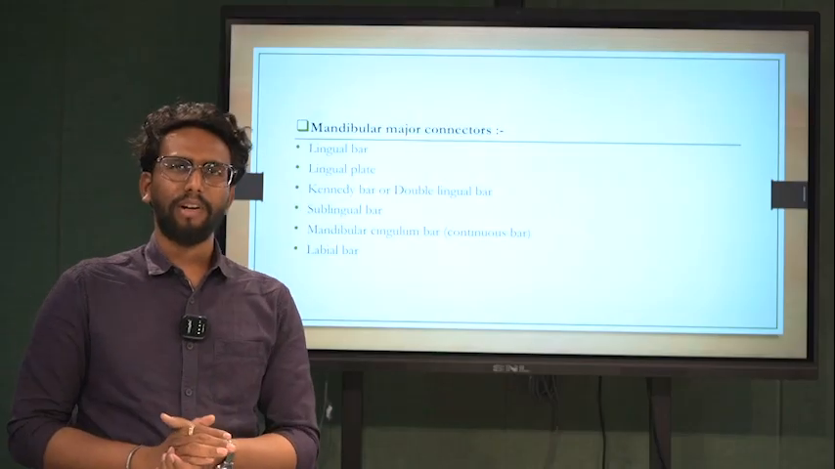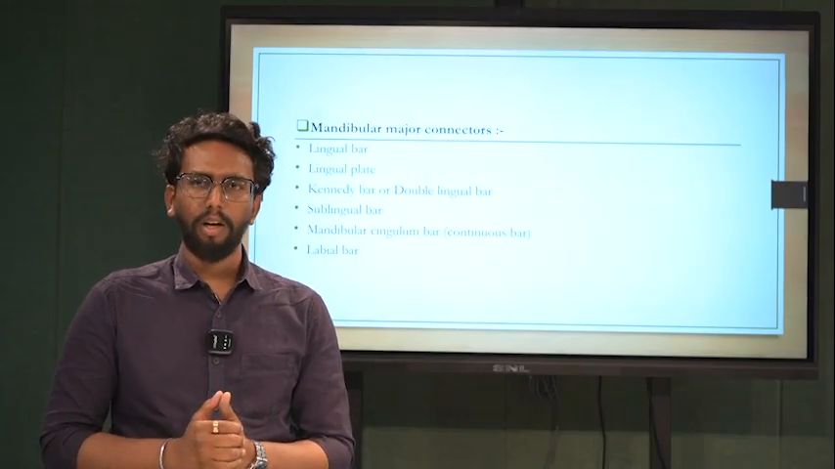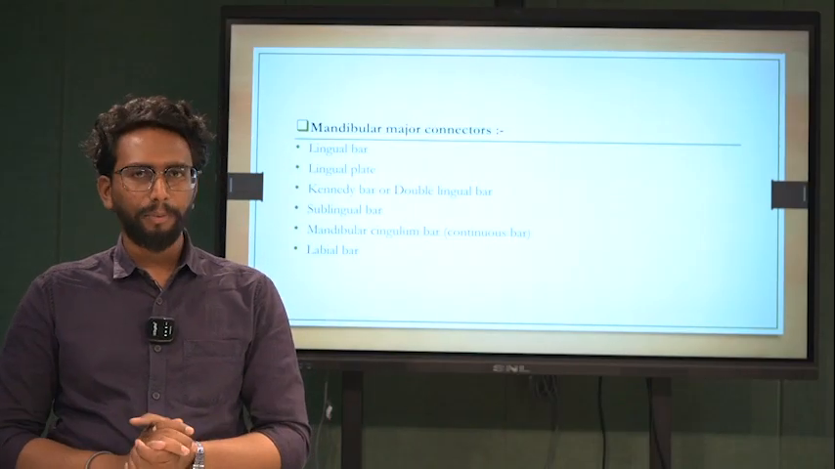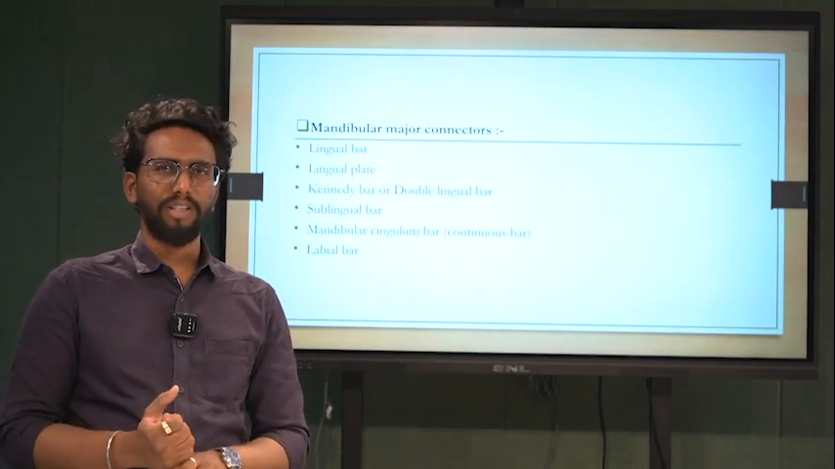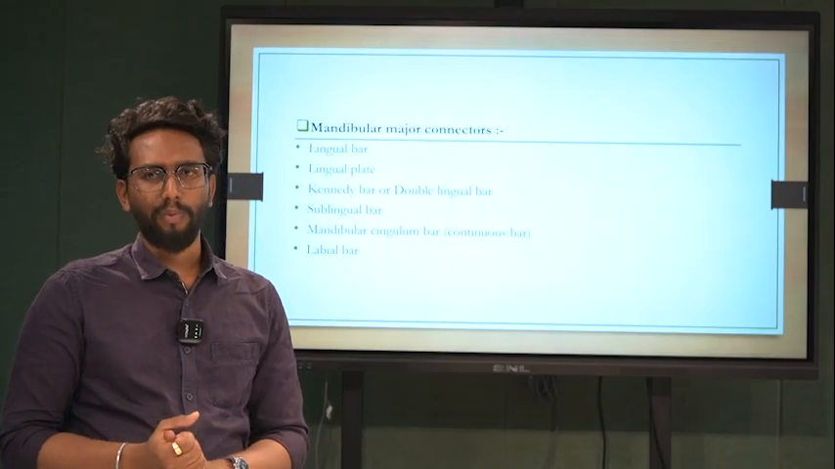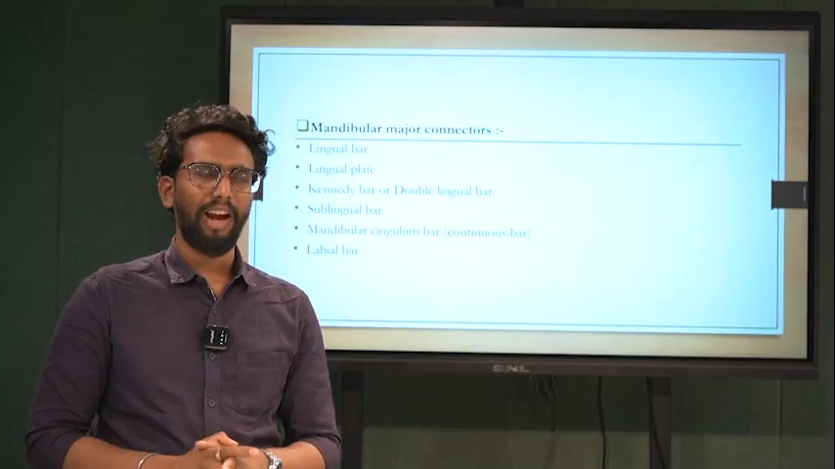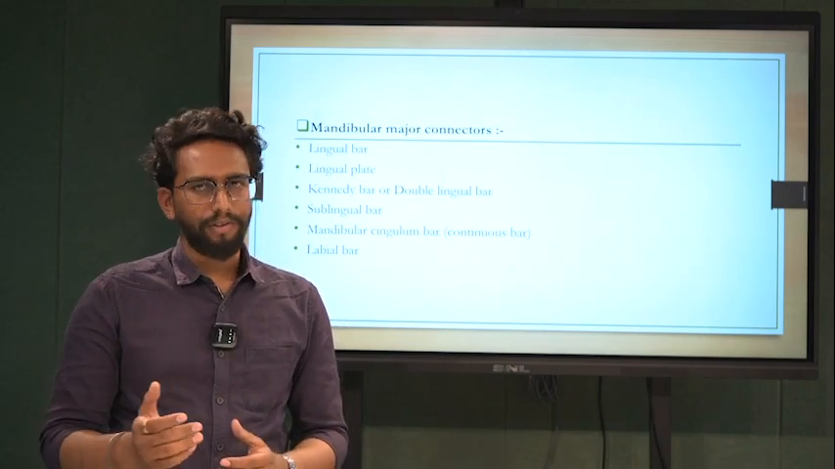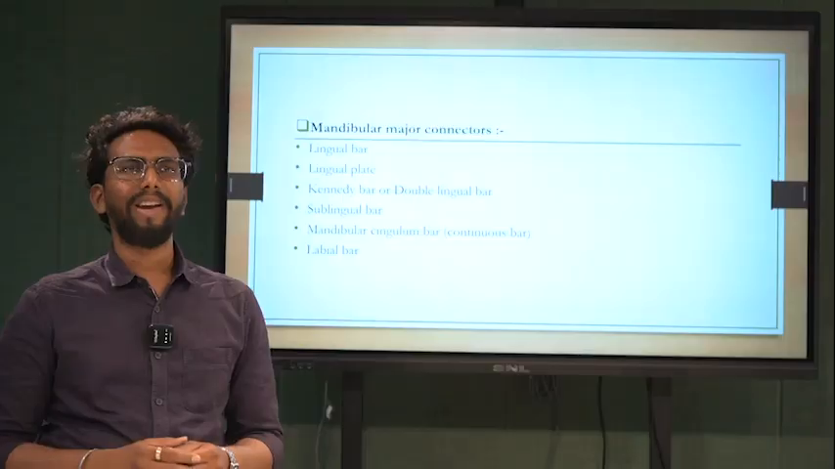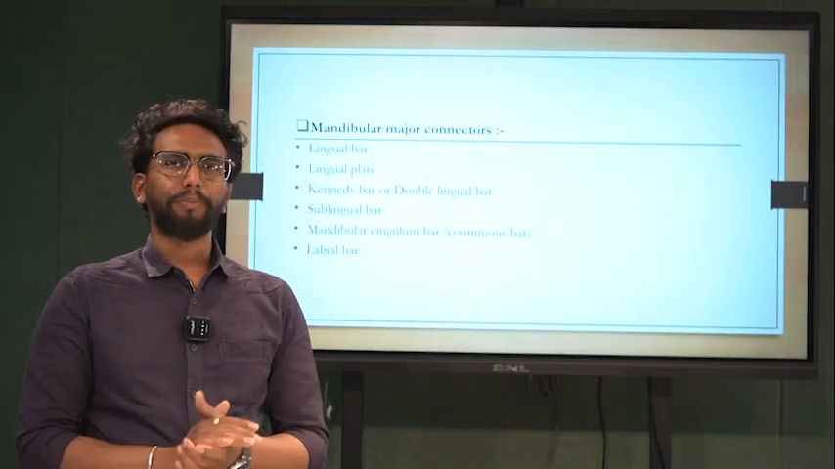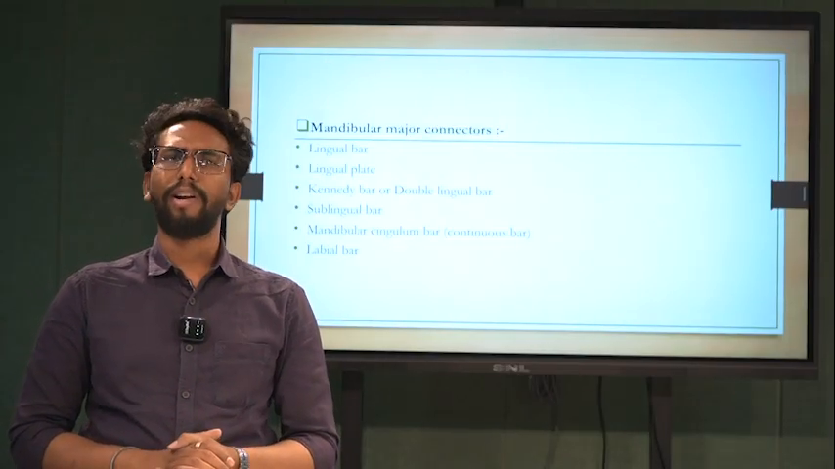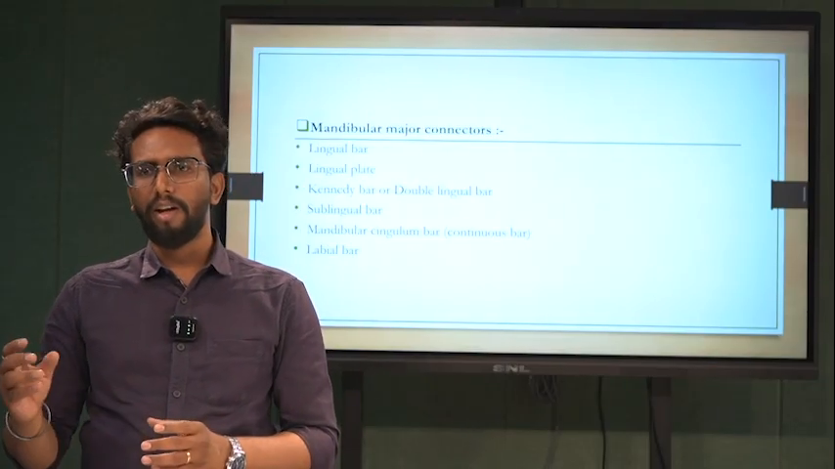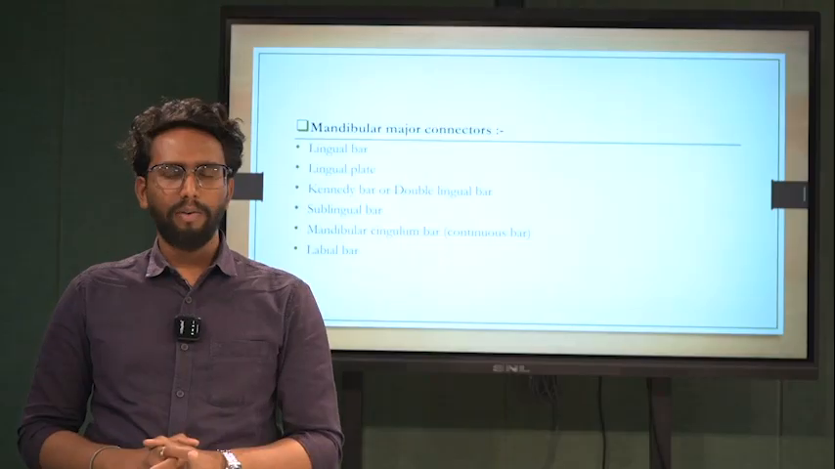So all these major connectors are used for the unification of the different components of the removable partial denture, plus they provide rigidity, and they also provide indirect retention and comfort to the patient. So according to the patient's requirement, according to how many edentulous areas are present and how many teeth are missing, on the basis of this we choose the most suitable major connector for the patient.